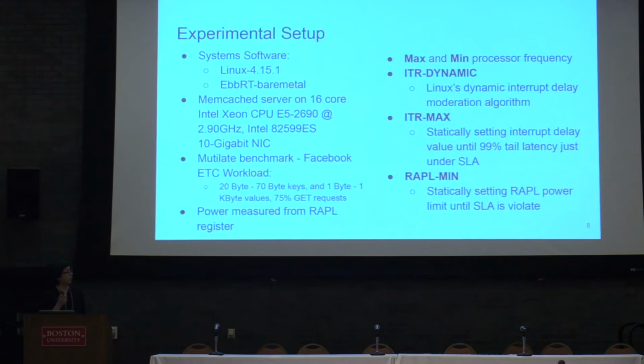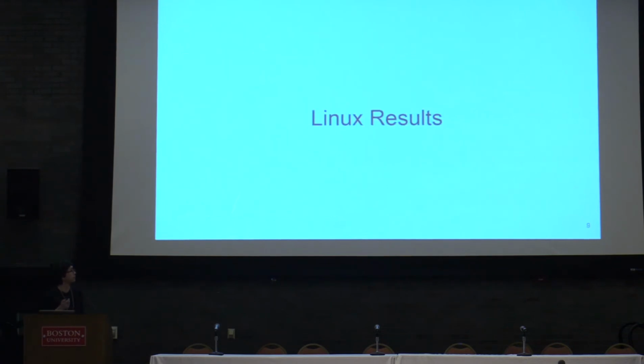The first is we compared it using the dynamic algorithm that exists on modern Linux in terms of tuning this interrupt delay. We compared it with two approaches. The first is, what if we could statically increase this as high as possible without violating the SLA on this in-memory key value store? And the second one is, by doing power limiting, how low can we get in terms of lowering the power usage on that machine before we violate the SLA?